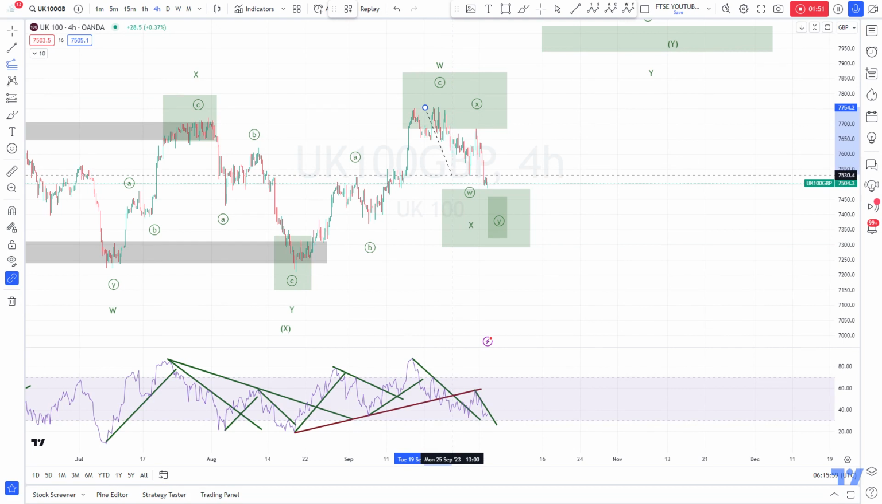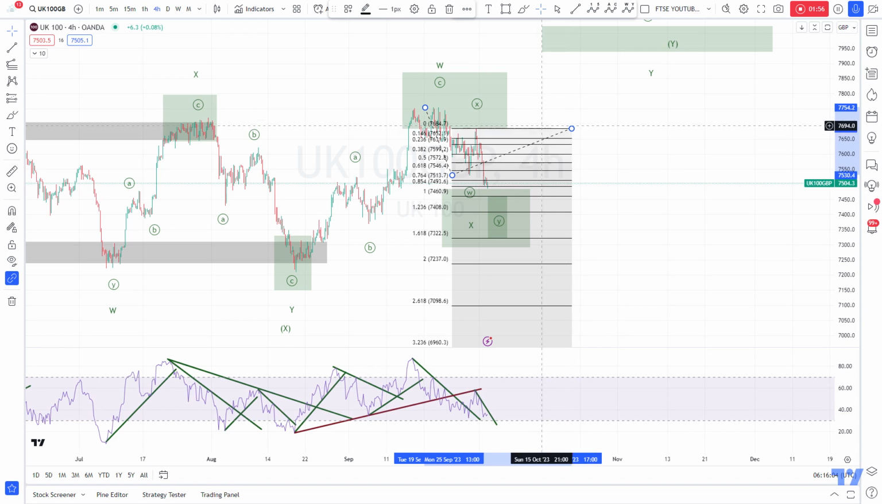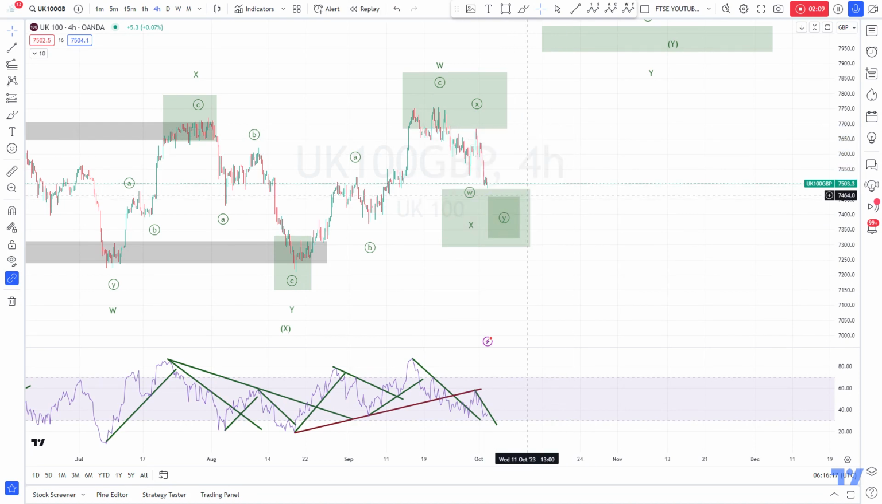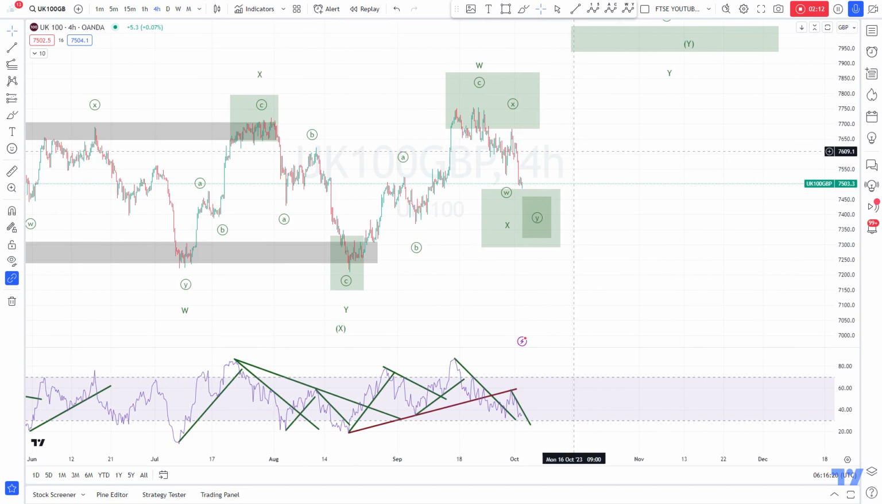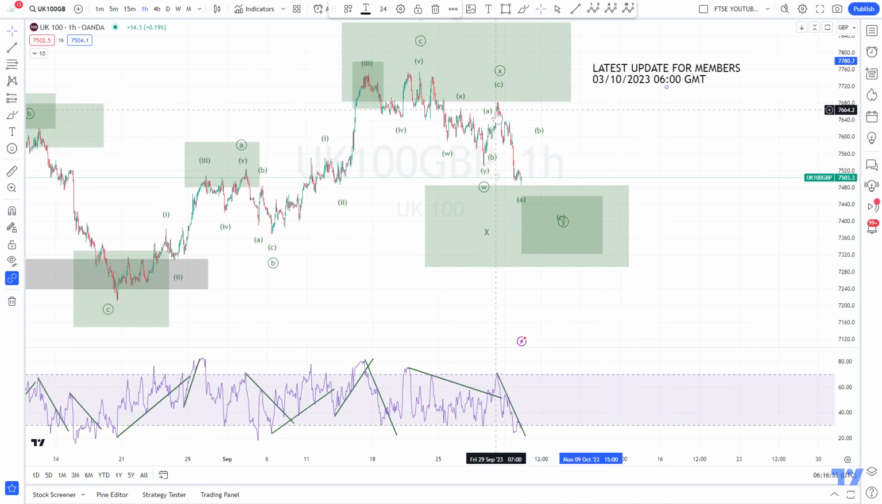I would say, if we know that this is the wave W, this is the wave X here, then I believe this here becomes our target. The area between the 1 and the 1.618 FIB extension is the area for our wave Y. We are quite close. We didn't reach it yet, but what's more important, I think, is if we look here at the lower time frame, like at the 1 hour, then yeah, this Y leg looks incomplete.